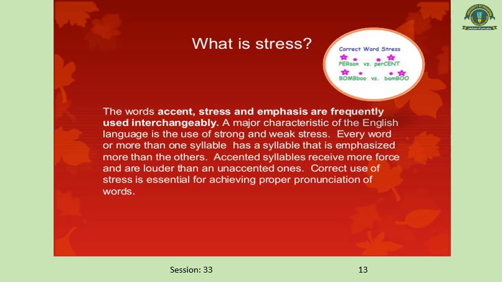So the bigger star tells us something about the stressed syllable. The next word is bamboo, and the next is bamboo. So the bigger star is stressed, that means that is the place of the stressed syllable. Now let's try to understand what's written over here. Remember, the words accent, stress and emphasis are frequently used interchangeably. Sometimes accent, sometimes stress, sometimes emphasis. Interchangeably they are used in English, right?